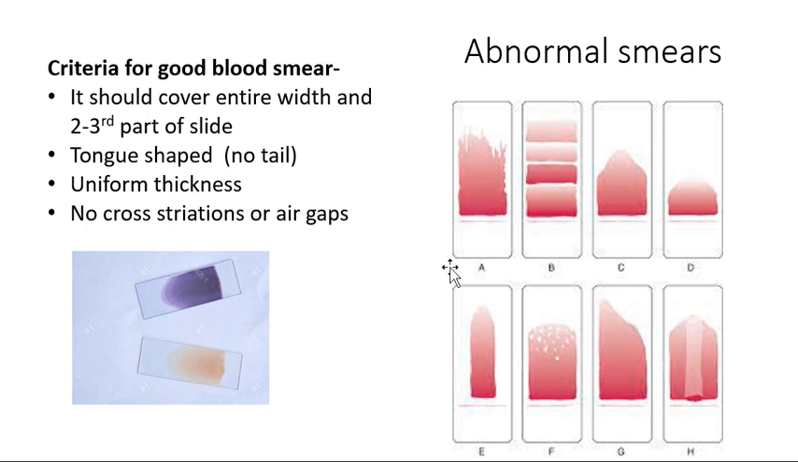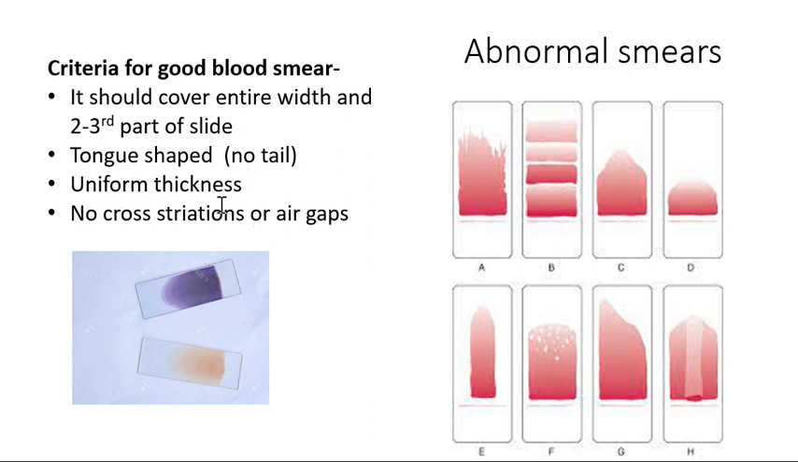Then what is a good smear? This is also an important viva question, that what are the criteria of a good blood smear. So it should cover entire width and 2/3 part of slide. As you can see, 2/3 part of slide and whole width. Okay, this is tongue shaped, around tongue shape we can say. Okay, so there should not be any tail.